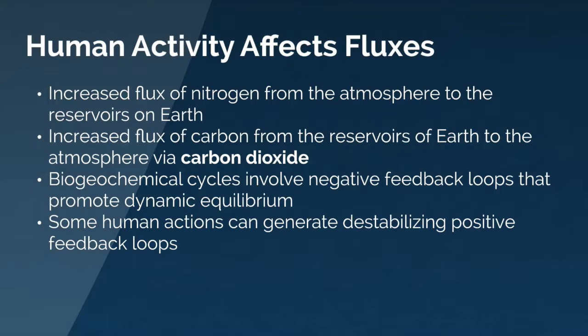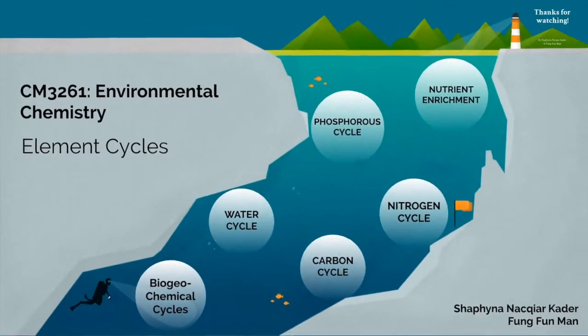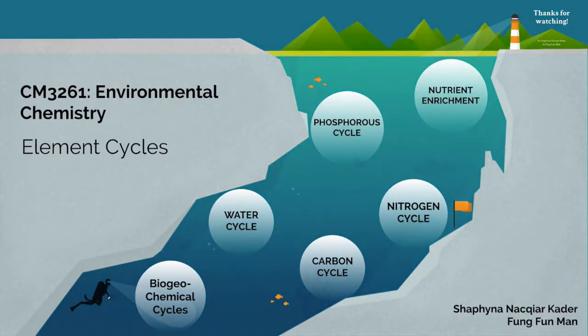Biogeochemical cycles involve negative feedback loops that promote dynamic equilibrium. However, some human actions can generate destabilizing positive feedback loops on various element cycles. And that brings us to the end of the first part of biogeochemical cycles.